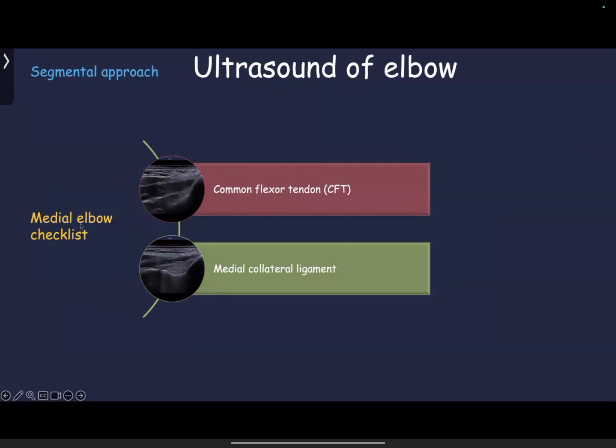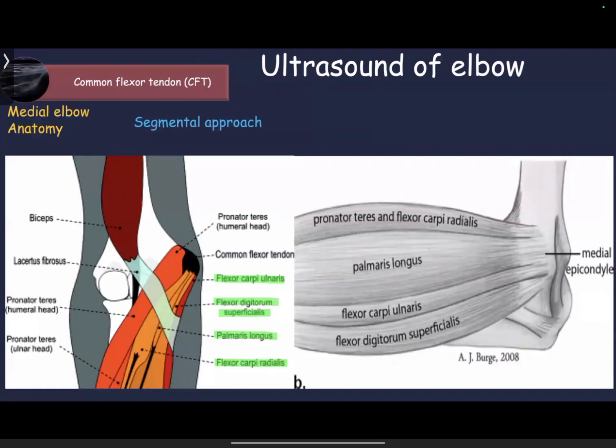Then we'll turn our approach to the medial side of the elbow. We need to evaluate two things, the common flexor tendons and the medial collateral ligament. If we look at the common flexor tendons, we basically have four tendons. The outermost is the flexor carpi ulnaris. Inside is the flexor digitorum superficialis, then palmaris longus, and the innermost is the flexor carpi radialis. All of these tendons form a common tendon which inserts on the medial epicondyle of the humerus.